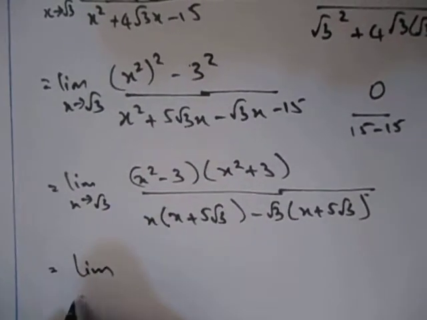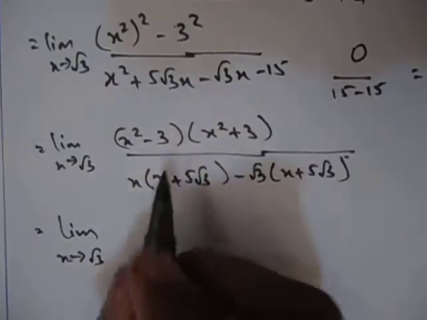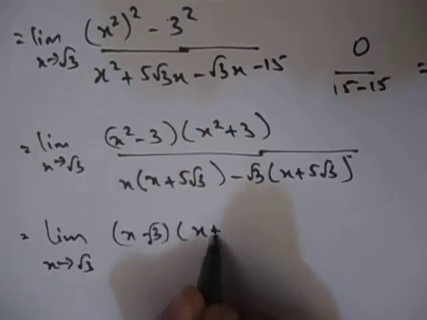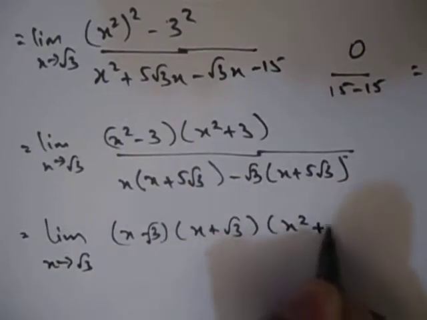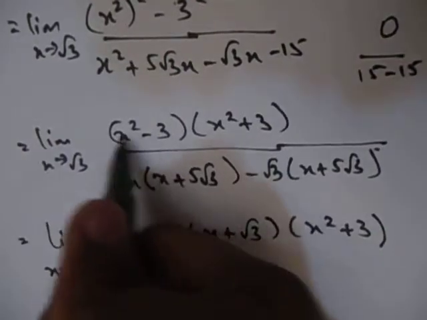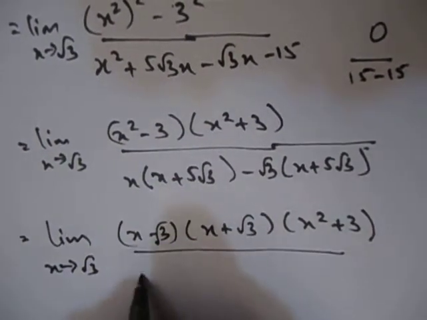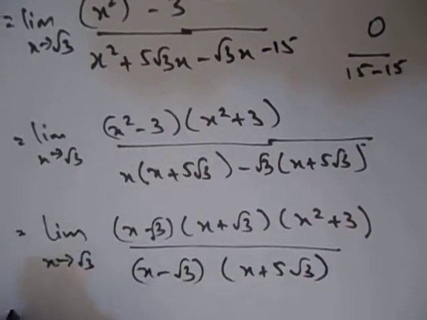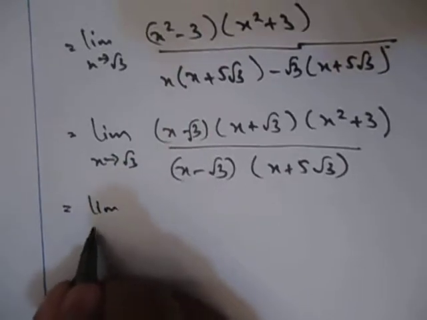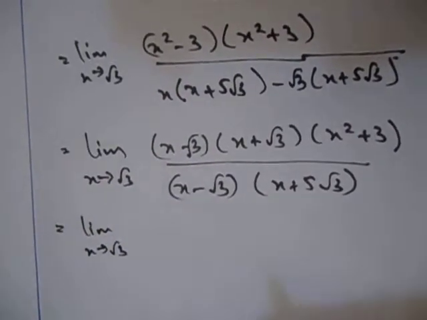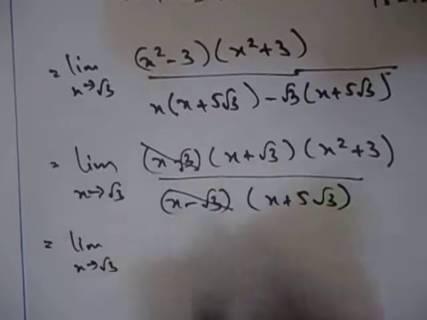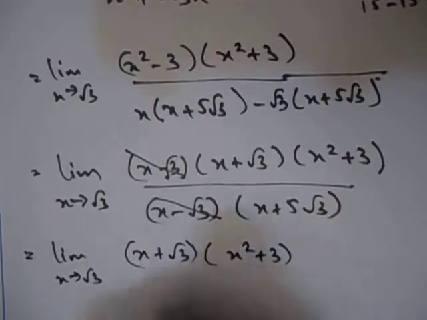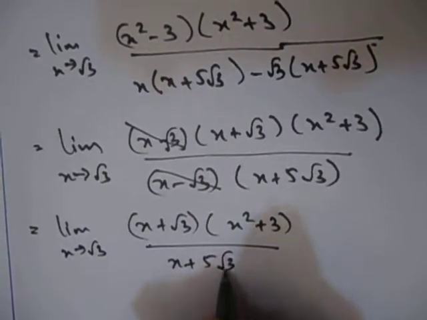So this gives us limit x tends to root 3. x squared minus 3 can be written as x minus root 3 into x plus root 3, into x squared plus 3, as this is x squared minus root 3 squared, by x minus root 3 into x plus 5 root 3. Limit x tends to root 3. We see that these two terms get cancelled, so the remaining is x plus root 3 into x squared plus 3 by x plus 5 root 3.